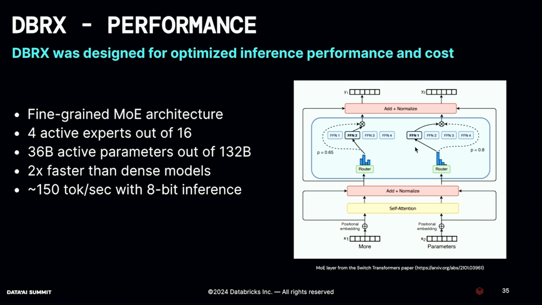In the case of DBRX, out of a total of 132 billion parameters, only 36 billion are active at every forward pass. And this basically makes DBRX 2 times or more faster than dense models without MoE with similar quality. And we're able to get about 150 tokens per second with DBRX inference using quantization and a bunch of other optimization techniques.